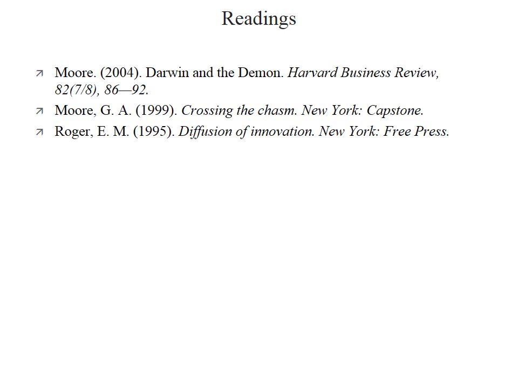Finally, a couple of readings. I will upload an article by Geoffrey Moore, Darwin and the Demon, but I invite you to read at least the first chapter of Crossing the Chasm, which you will find in our library.